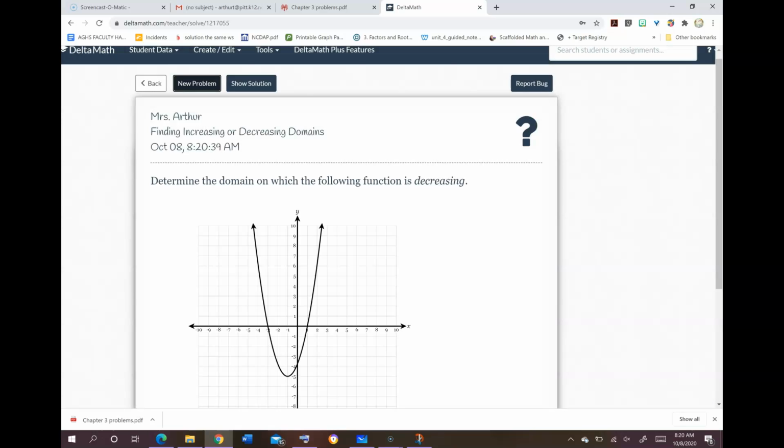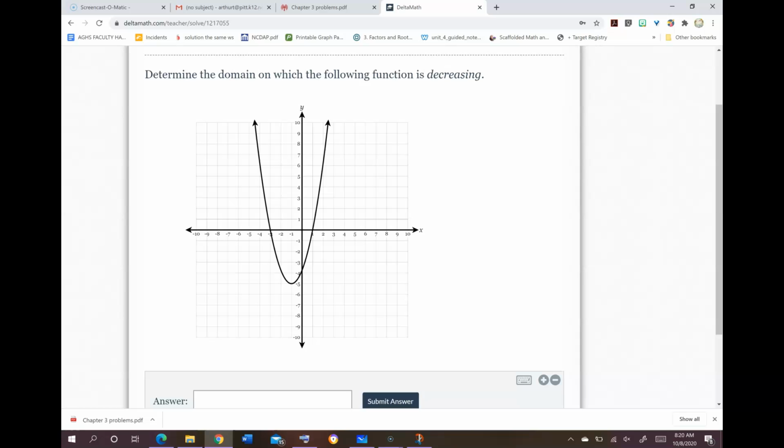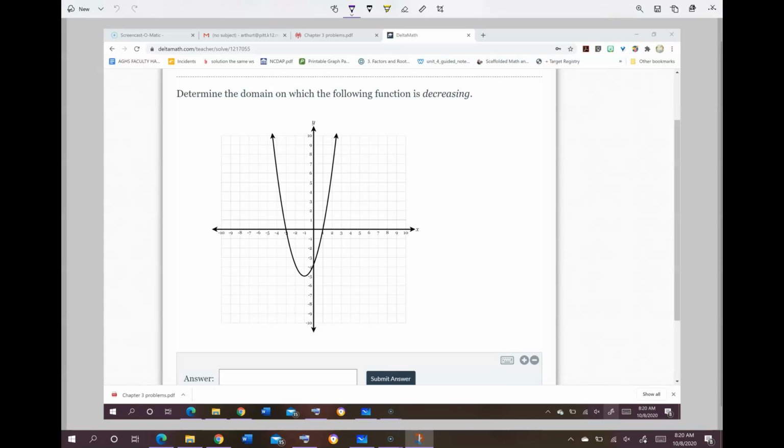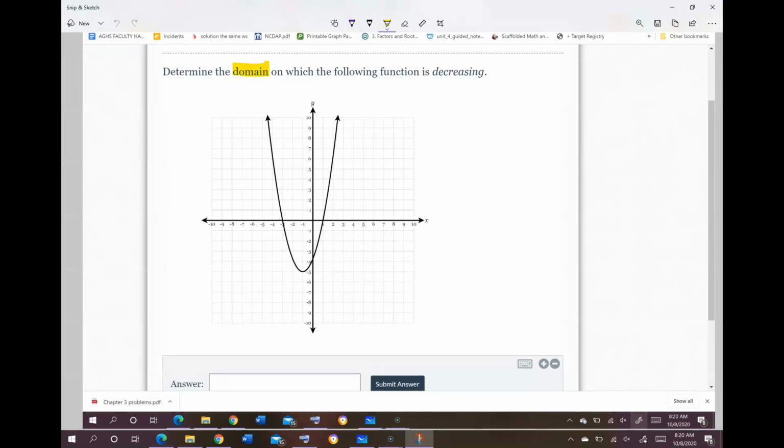Okay, let's do another one. So see, this one has arrows. You see that? So these arrows mean we're going to be having positive and negative infinity. All right, so this one wants to know, where is this function decreasing? Where is this function going down from the left? So x values that are decreasing from the left, okay?